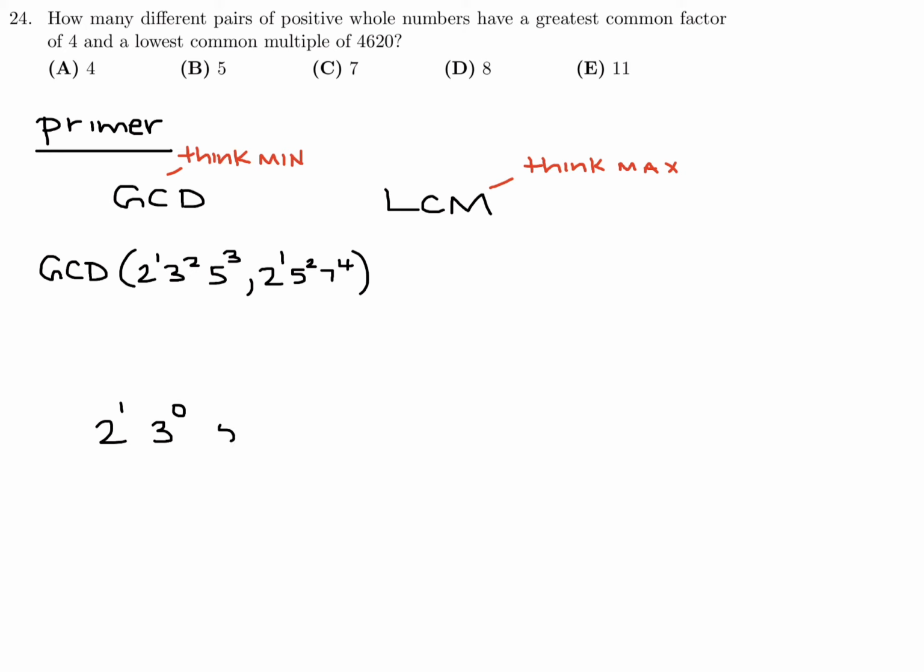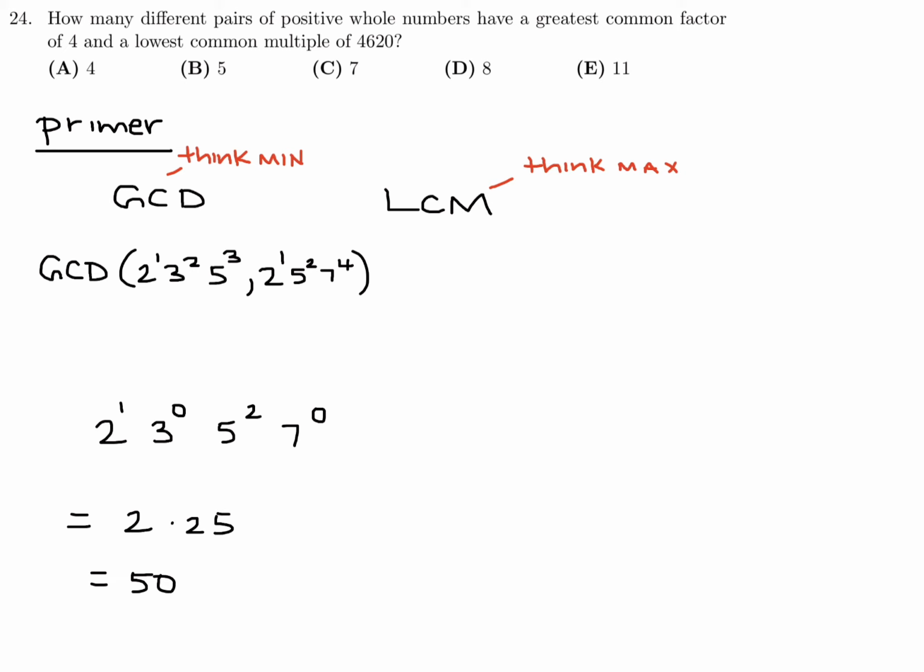Next prime factor is a 5. It occurs 3 times here, but it occurs only twice here. So the minimum is twice, so you put 5 to the power of 2 there. The next prime factor is 7. It occurs 4 times here, but it occurs 0 times there, so the minimum is 0. So the GCD is just 2 times 5 squared, 25, which is 50.